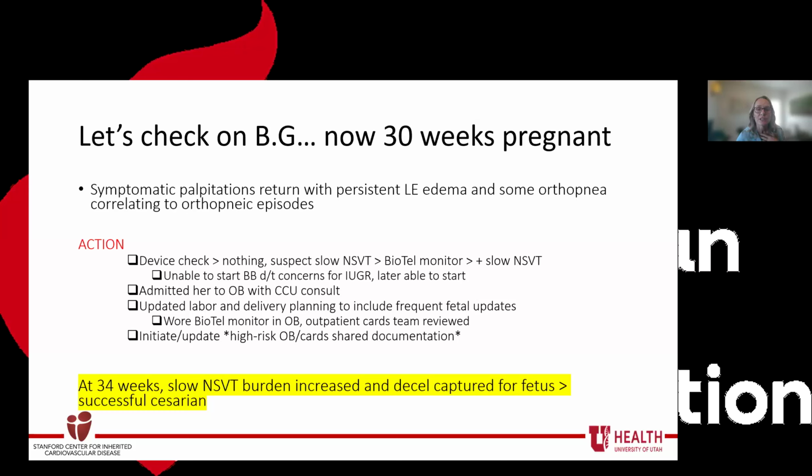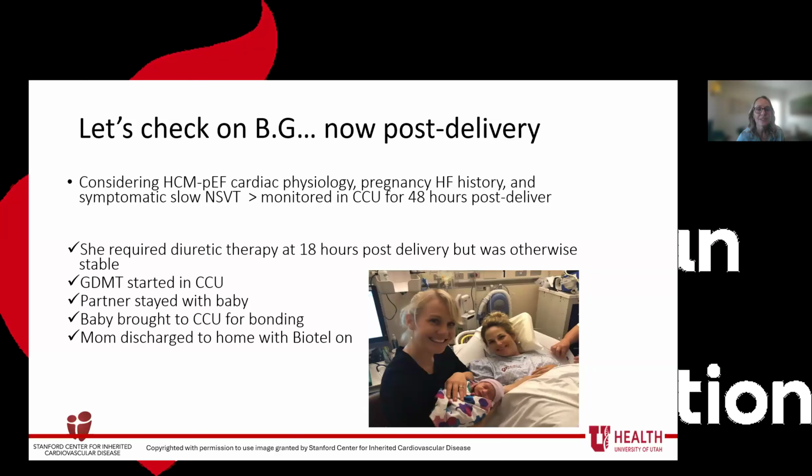We update her labor and delivery plan to include frequent fetal updates, as well as mom is on bedside telemetry. At this point, there's some decels in baby, and mom continues to have some increasing burden of slow VT. And so we move forward with a successful cesarean at 34 weeks. The consented photo, it's mom and baby.